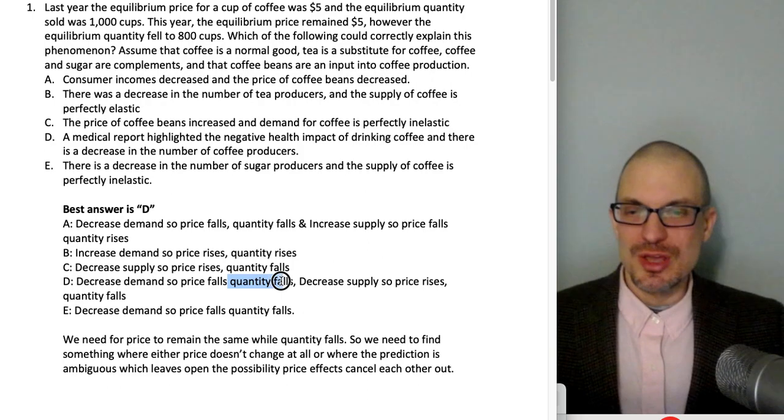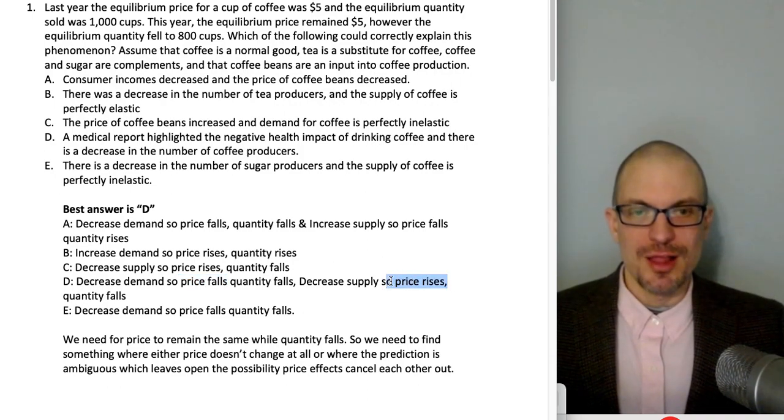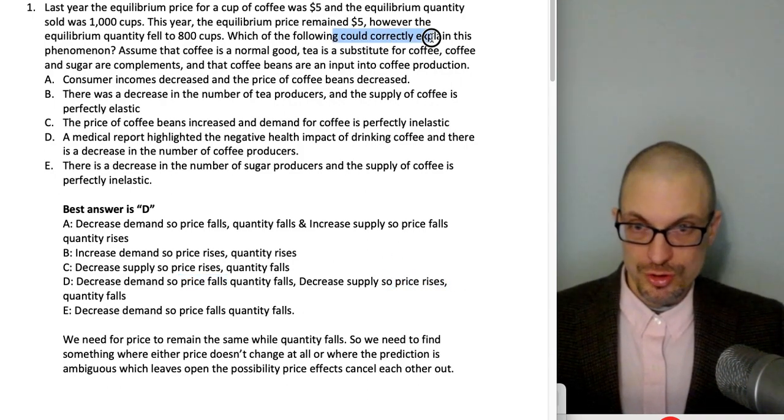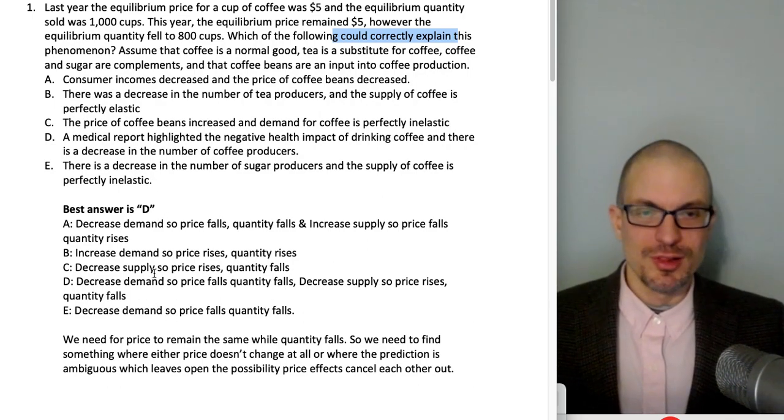They both agree quantity's falling, right? And we got a disagreement about what's happening to price, but they could balance each other out. So what could correctly explain this phenomenon? Yeah, it could be D. D is the best answer. Nevertheless, let's check E just for completeness.